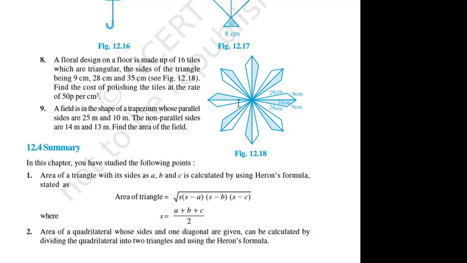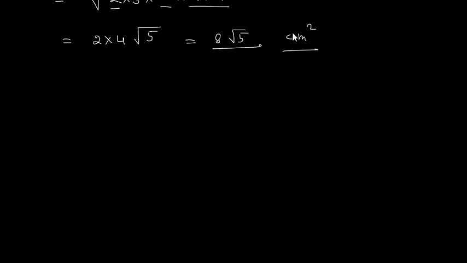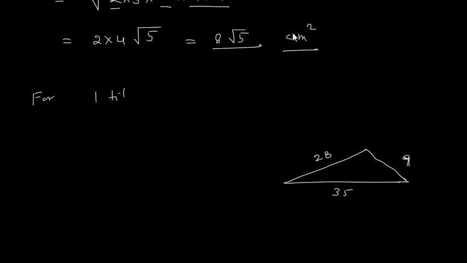Now the dimension for one tile is given: 9, 28, 35. Let us say this is 35, this is 28, and this is 9. So this is the dimension for one tile. So for one tile I have A equal to 35, B equal to 28, C equal to 9.